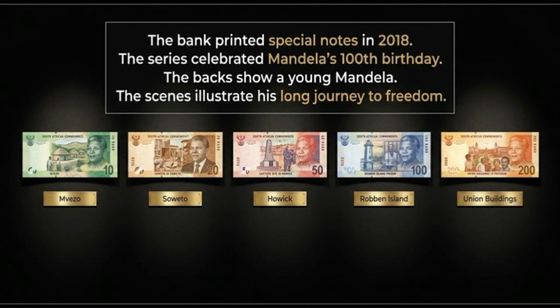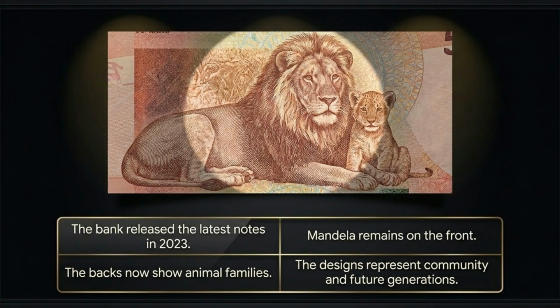In 2018, the bank printed special notes to celebrate Mandela's 100th birthday. The backs of these notes illustrate his long journey to freedom, showing scenes from Mvezo, Soweto, Howick, Robben Island, and the Union Buildings. The bank released the latest notes in 2023. Mandela remains on the front, but the backs now show animal families, representing community and future generations.